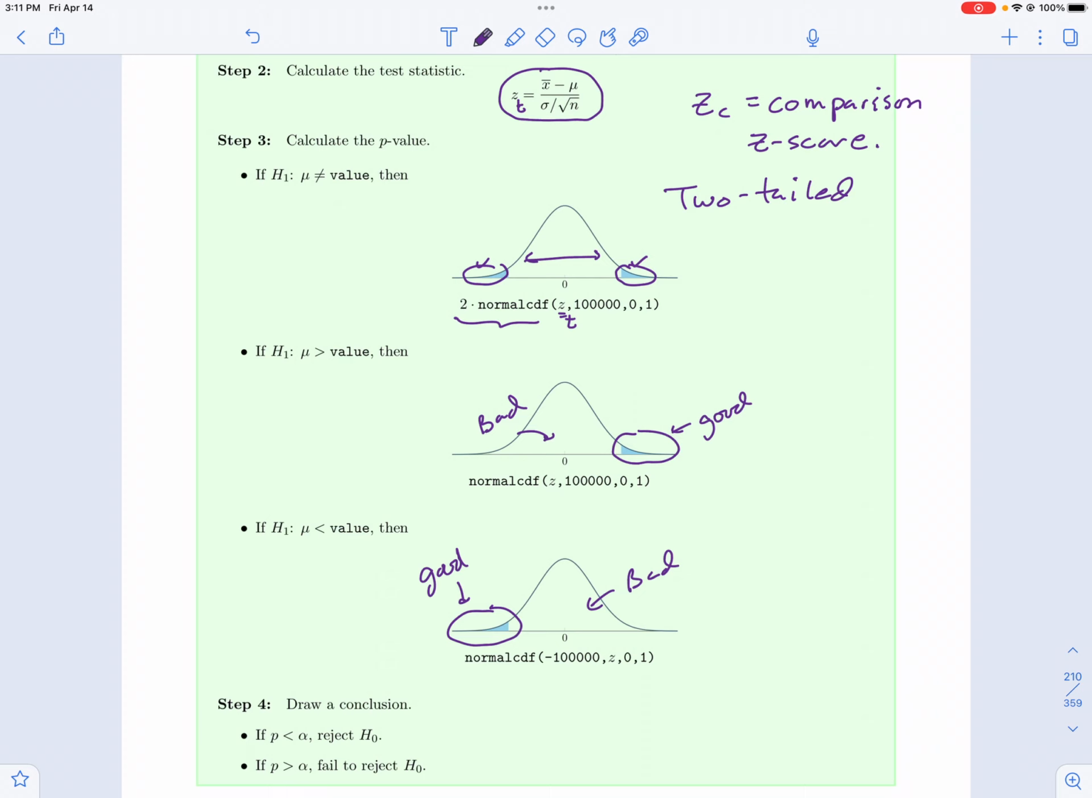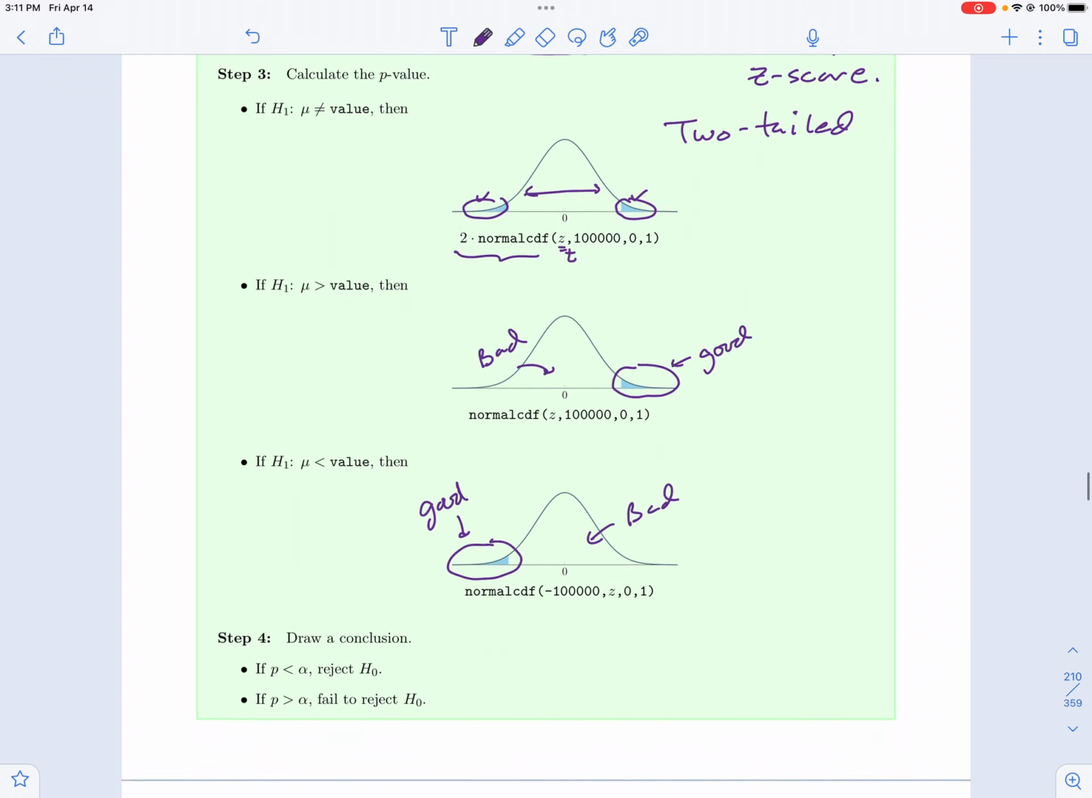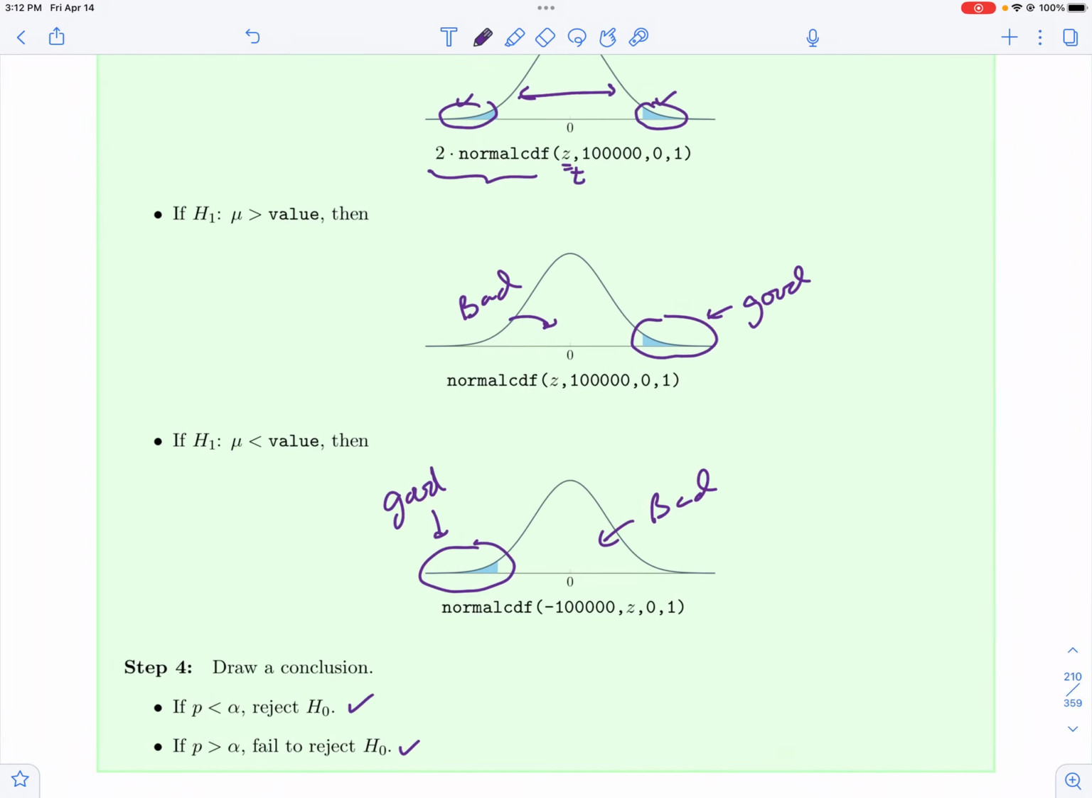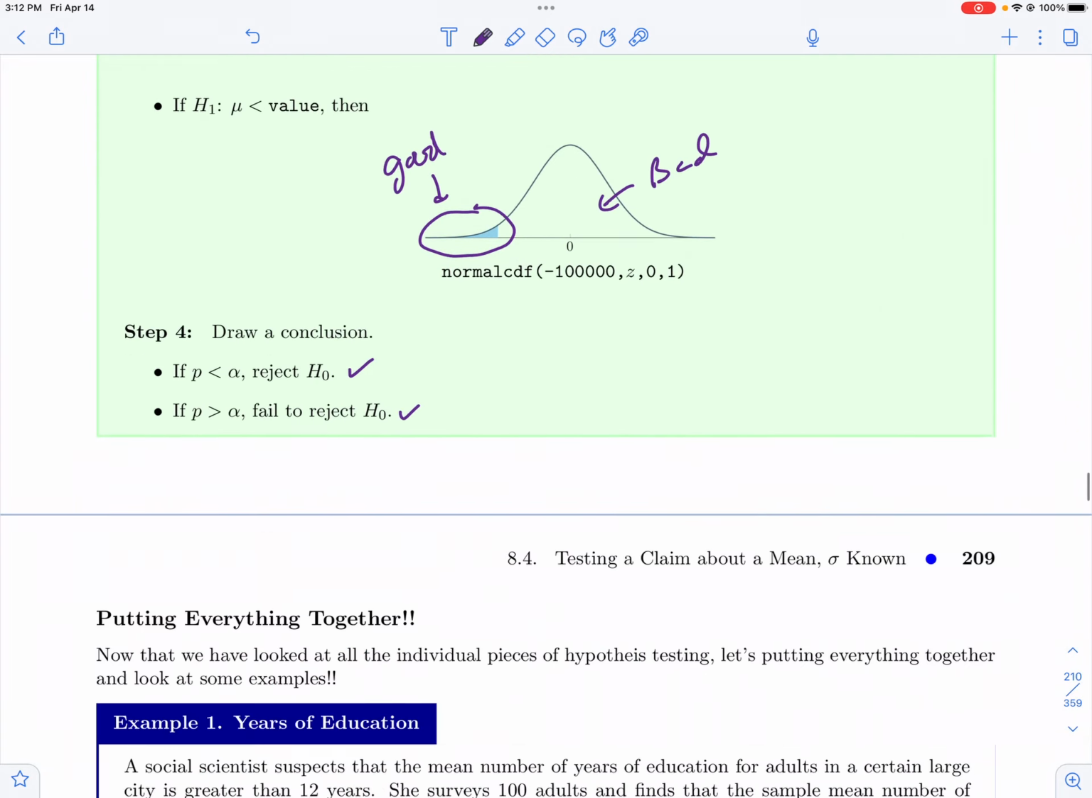And then finally, our last step is to draw our conclusion based on the p-value that we've actually calculated. If p is less than alpha, we're going to reject H naught, and if p is greater than alpha, we're going to fail to reject H naught. These are going to be the same 4 steps that we're going to use for all of our hypothesis testing from this point on. So let's go ahead and dive in and look at an example to see how these actually work.